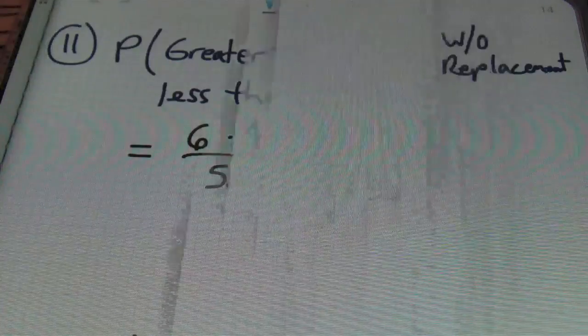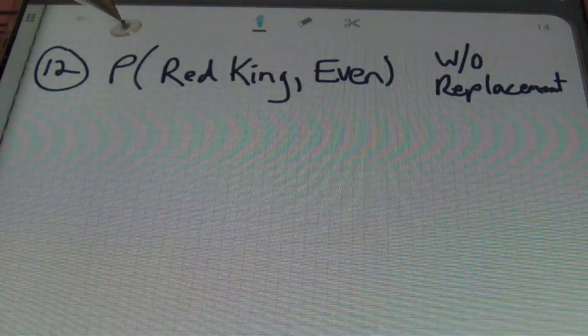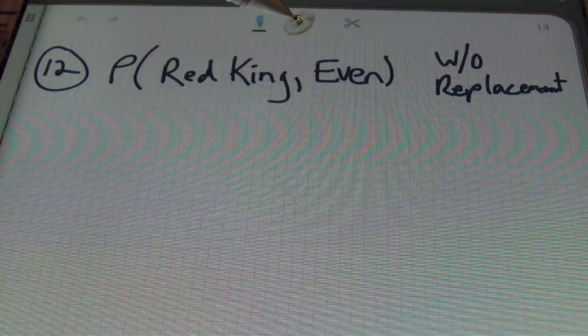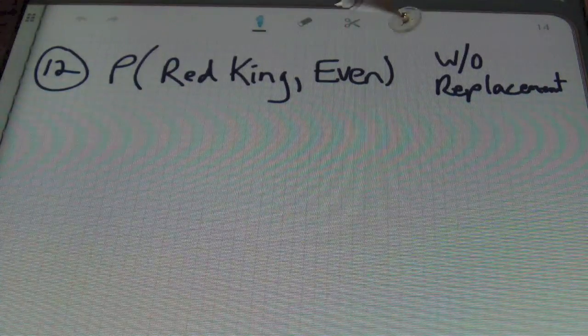Okay, next problem here. In problem number 12, we're trying to find the probability of pulling out a red king and then pulling out an even numbered card without replacement.